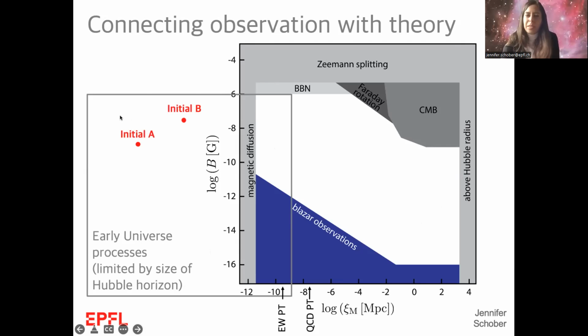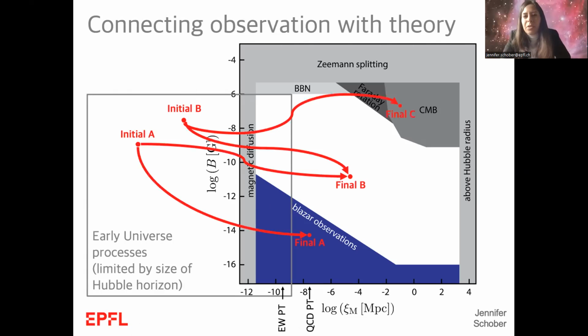It's important to keep in mind that everything that happened in the very early universe happened on rather small spatial scales, because the universe was just much, much smaller, or rather the Hubble horizon was much, much smaller shortly after the Big Bang. So the magnetic field has been generated on very small length scales in the early universe. As a sketch, I put here two different initial seed magnetic fields. But of course, they evolved during this plasma state of the early universe.